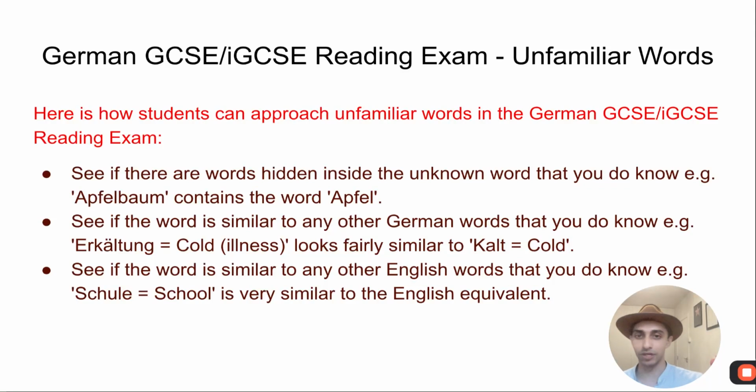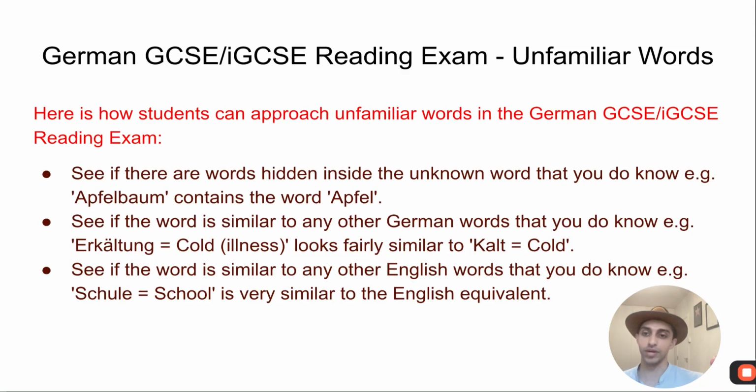And that can really flummox students. So I'm here to show you what you should do when you come across unfamiliar words in a reading text in your reading paper. So firstly, you can see if there are other German words hidden inside that unknown word, which you already do know. So, for example, Apfelbaum contains the word Apfel. Apfel, you probably don't need to know German to be able to figure that out, means apple. And you can use that to help you, especially with the context as an aid as well, to help you to work out that Apfelbaum means an apple tree.